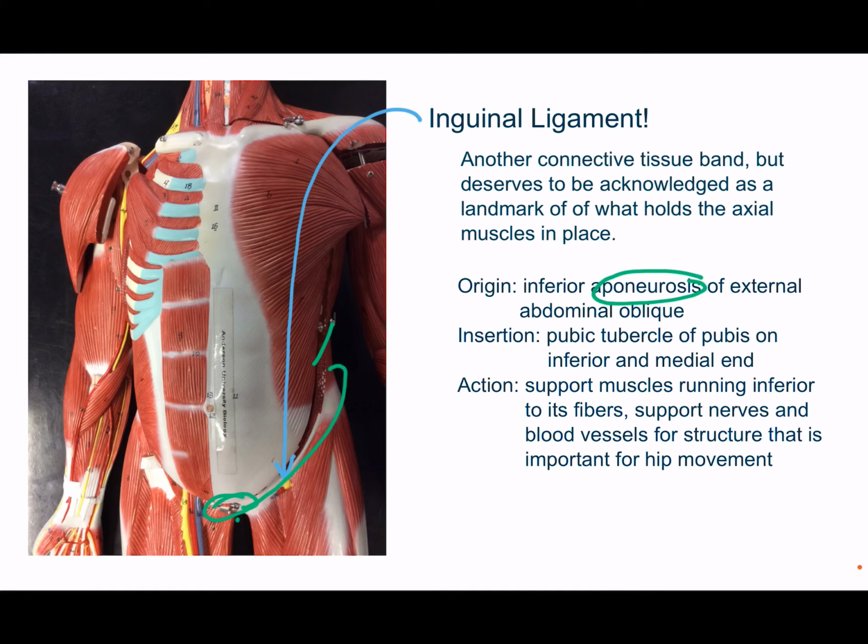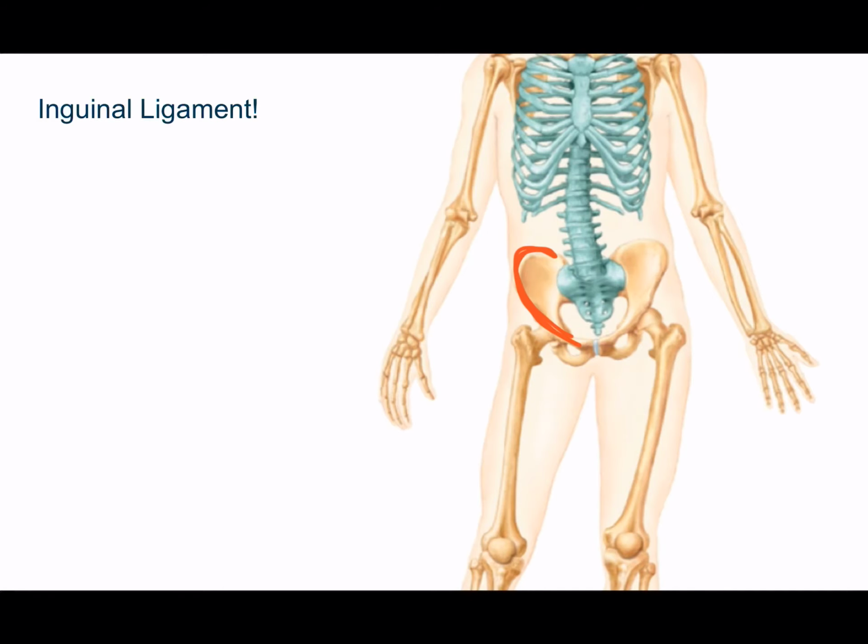Its action is to support muscles and support nerves and blood vessels. It's very important for hip movement. Your inguinal ligament is huge for holding everything together. So you see right here, it's going to run all the way around and be a landmark for all the muscles right here to hang on to.